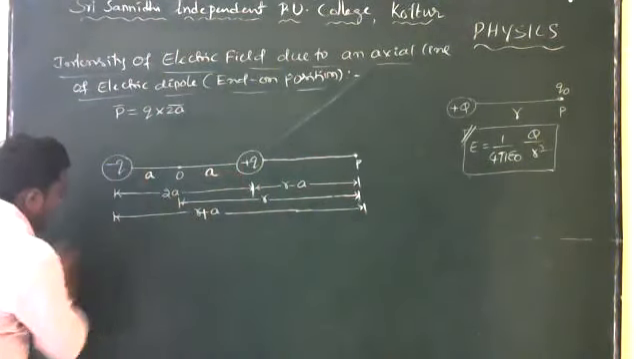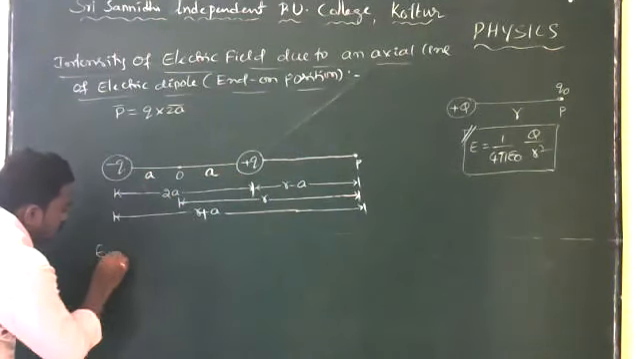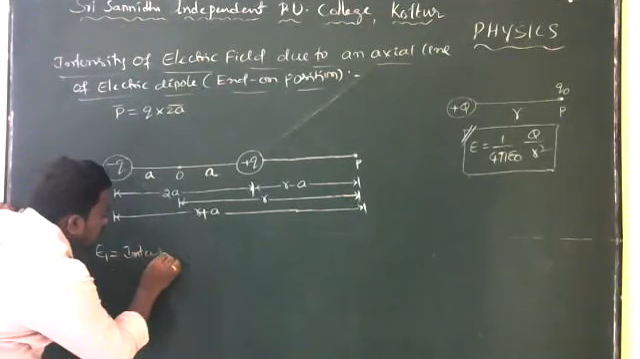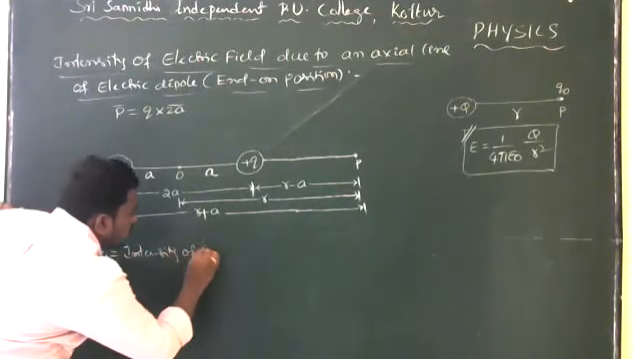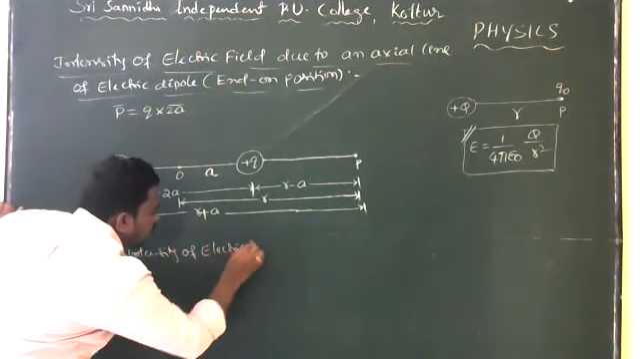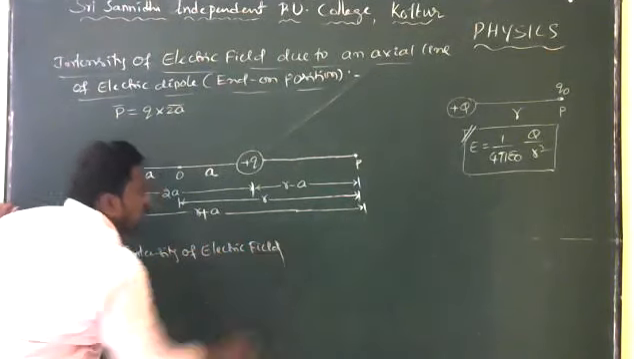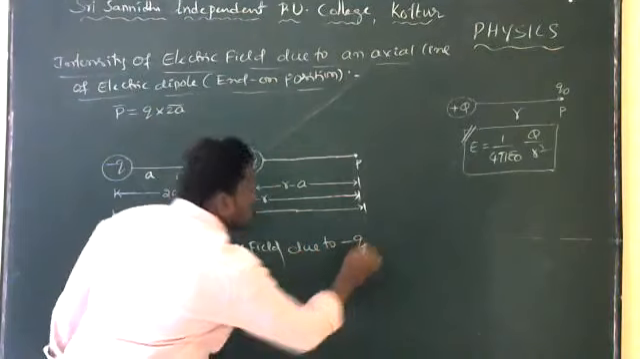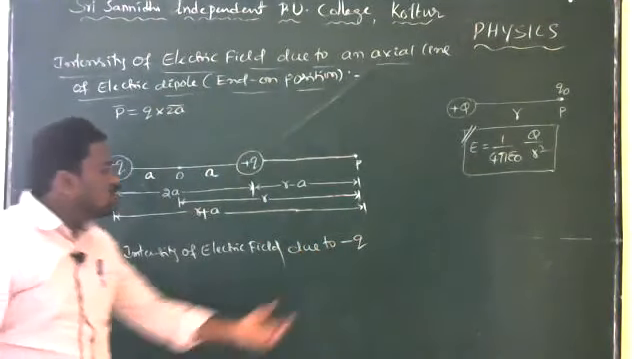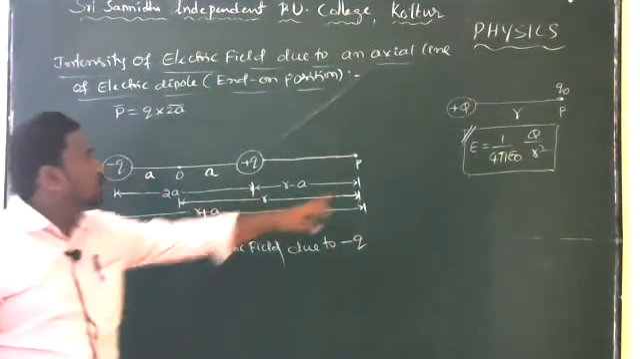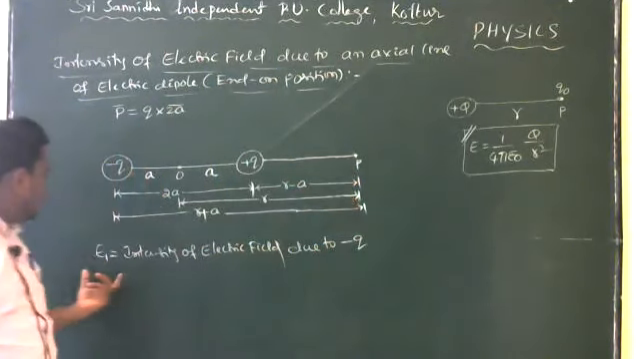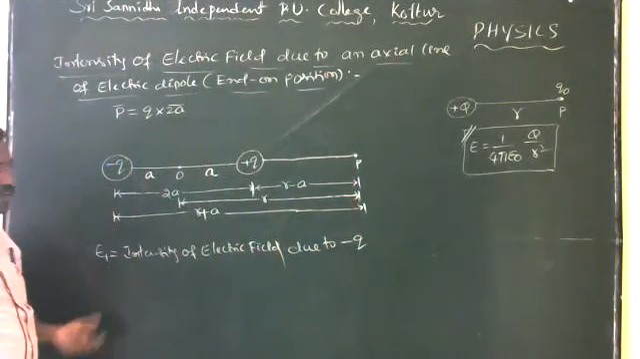So here, first of all, E1. E1 is equal to the intensity of electric field due to minus q charge. Using the minus q charge, we find the intensity of electric field at point P. So what is the value of E1? That is the value of E1.